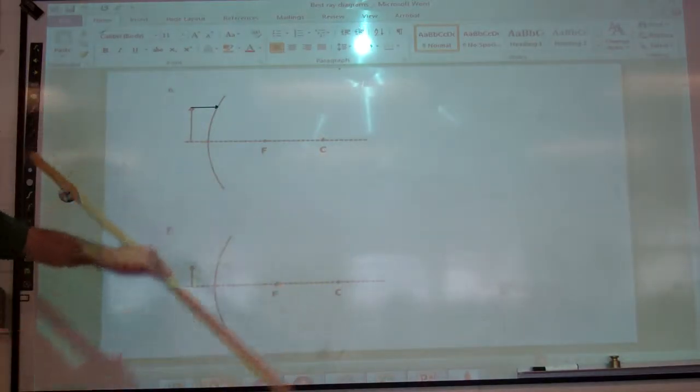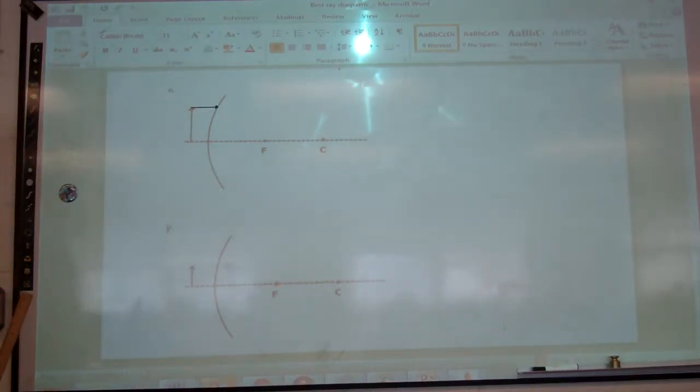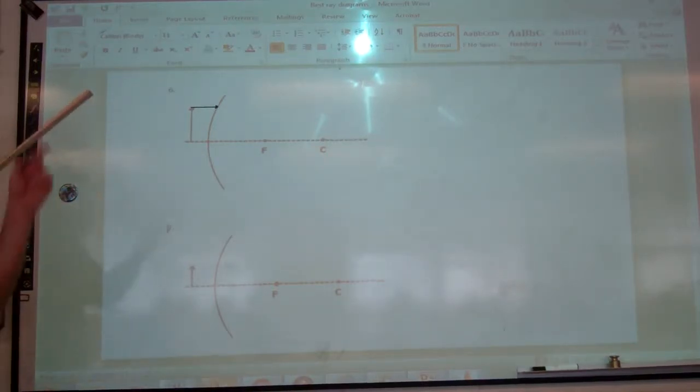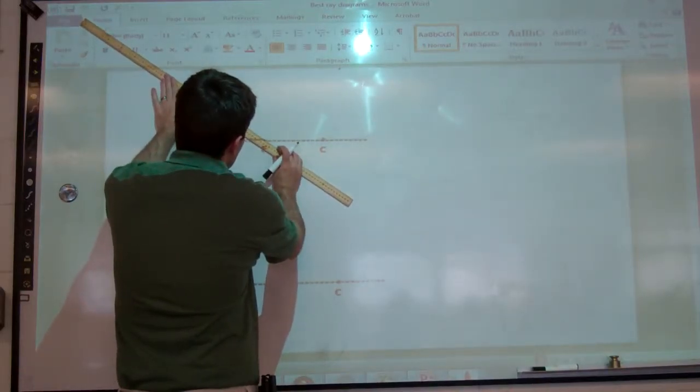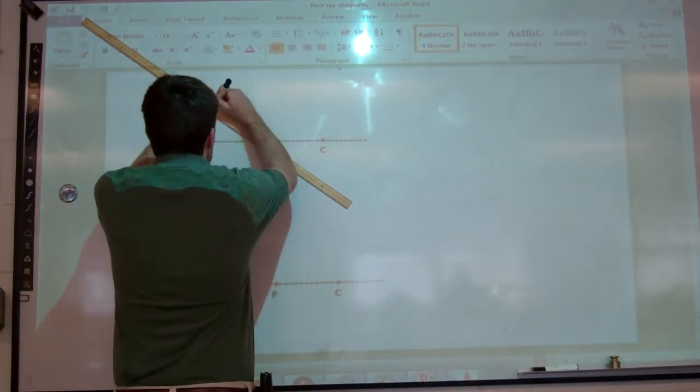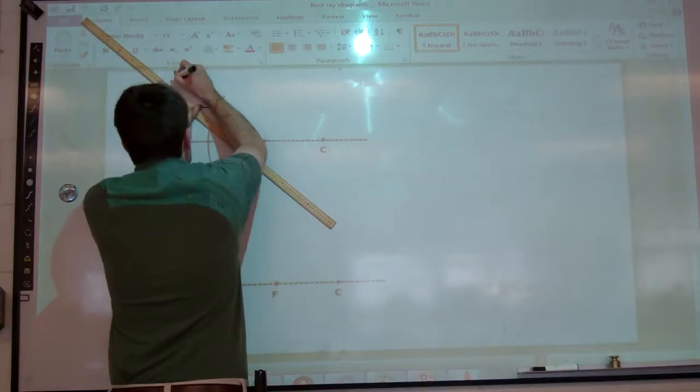And where do you think the next one's going to go? Remember, we're reflecting off of here, so it can't go through the focal point. What do you think it does instead? The opposite direction. Yeah, going up. So it looks like it's coming from the focal point. So on the focal point where it intersects, and it goes out like that.